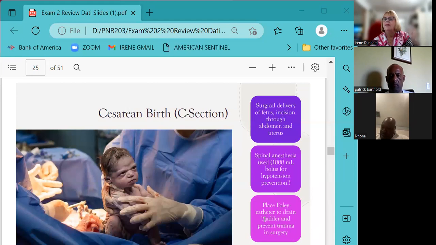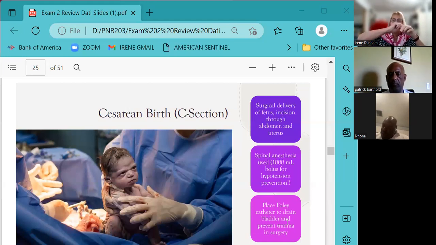You're putting the catheter in to drain the bladder. Okay. You're putting a Foley catheter in to drain the bladder, and what else? I'm going to prevent trauma to that bladder when they're going in to do surgery. Remember, the bladder lays right underneath that uterus, does it not?